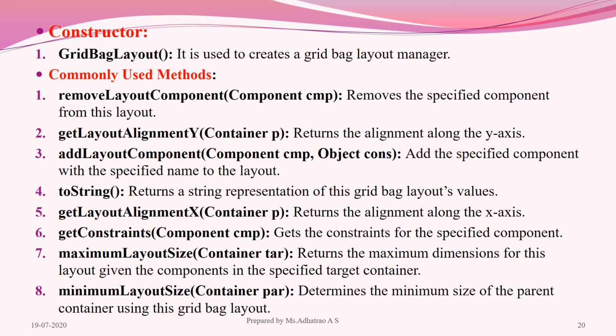The next method is getConstraints(Component comp). It gets the constraints for the specified component. Next is maximumLayoutSize(Container target). Returns the maximum dimensions for this layout given the components in the specified target container. And the next method is minimumLayoutSize. It determines the minimum size of the parent container using this grid bag layout.